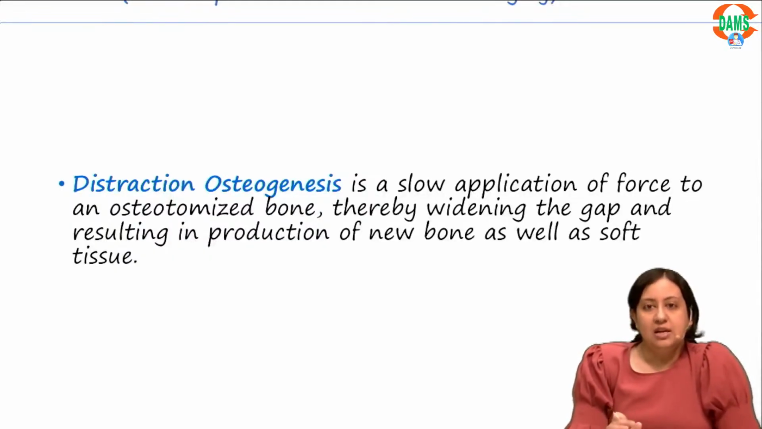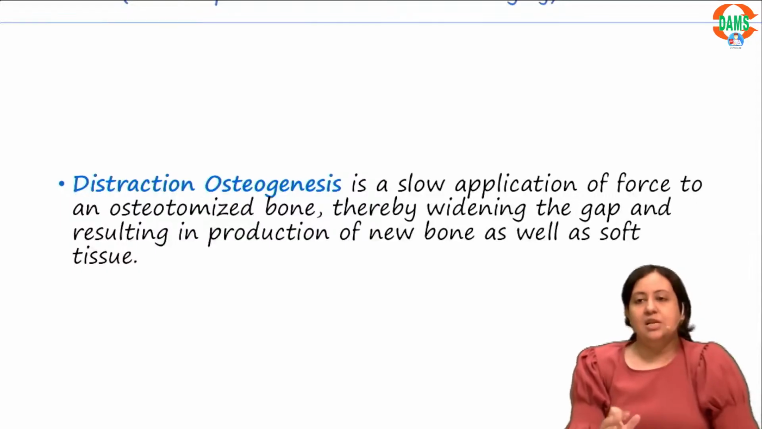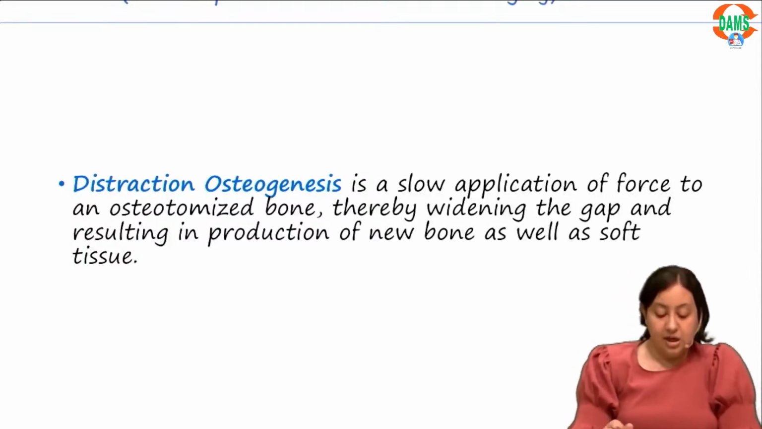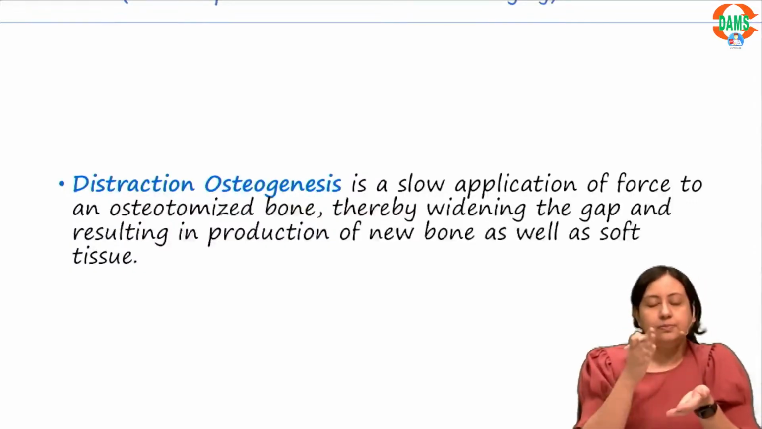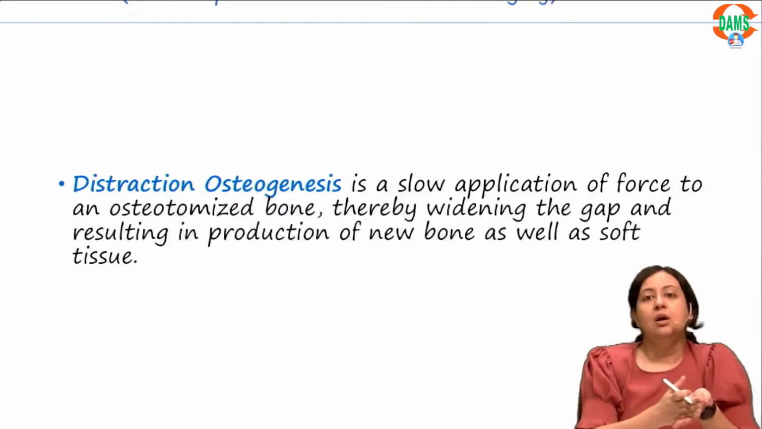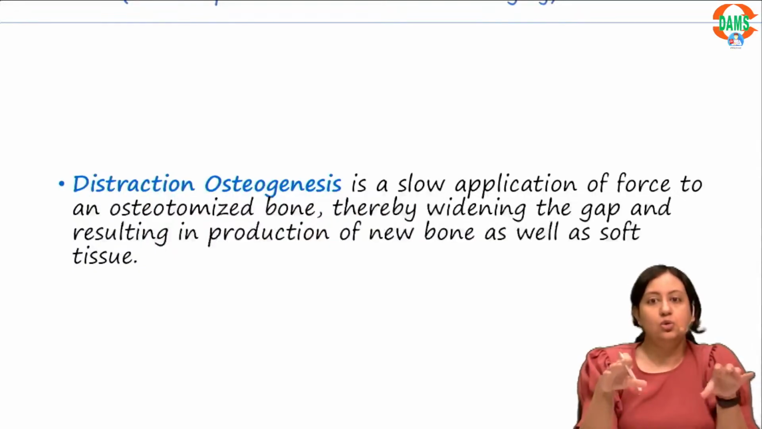So this is the definition of distraction osteogenesis. So basically what are we doing in distraction osteogenesis? We are osteotomizing. What is osteotomy? Through and through cutting of the bone. Complete cutting of the bone. Alright, through and through cutting of the bone and dividing it into two halves is an osteotomy.